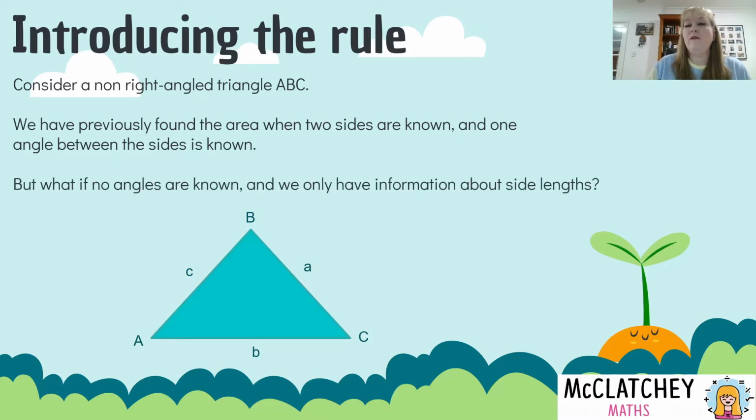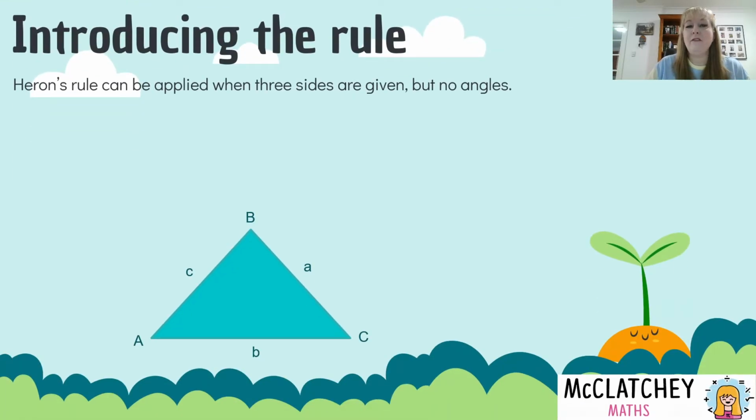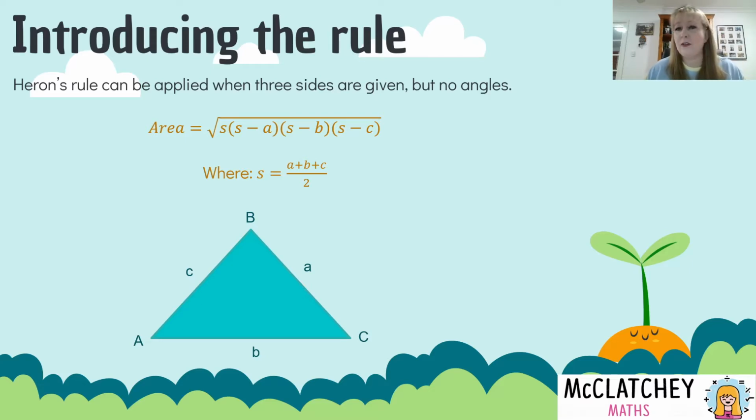However, what if we don't know anything about any of the angles and we've only got information about the side lengths? In that situation, we actually need a way to work the area out. So Heron's Rule is applied when we have three sides given but no angles. And the rule looks like this. It looks quite complicated. Like I said before, there's nothing that looks like trigonometry in there, sines, cosines, tangents, etc. But it is actually derived from those principles of Pythagoras' theorem and trigonometry.